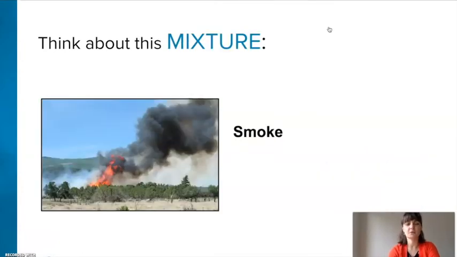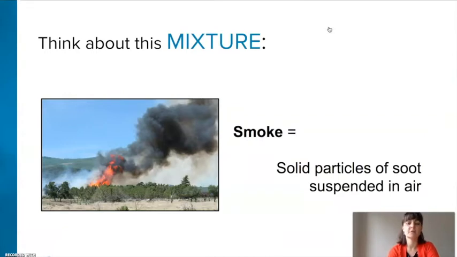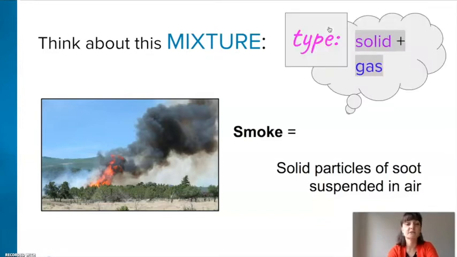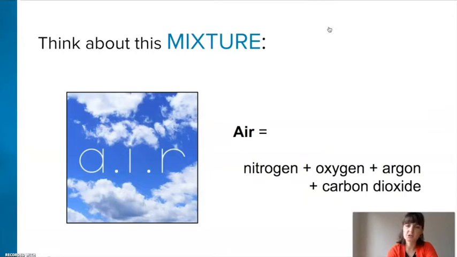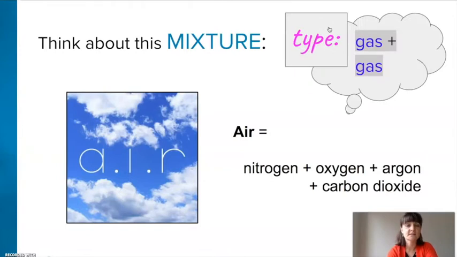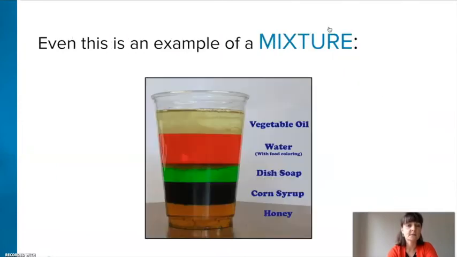What about smoke? What is smoke made of? Smoke is a mixture made up of solid, soot, and air. So soot is a solid and air is a gas. So this is a mixture of a solid and a gas. Then we have air. What is air? Well, it's made up of nitrogen, oxygen, argon, and carbon dioxide, and those are all gases. You guessed it. So this is an example of gas and gas.